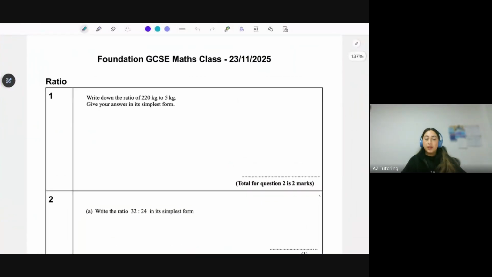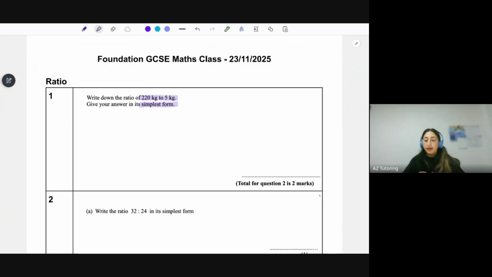So all of these will be sent out to you as well. All the notes I make will be sent out as well, the worked out examples. So if we do question 1, question 1 says, write down the ratio of 220 kilograms to 5 kilograms. Give your answer in its simplest form.